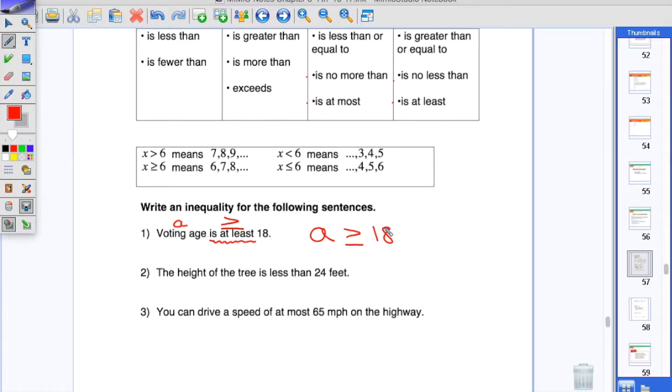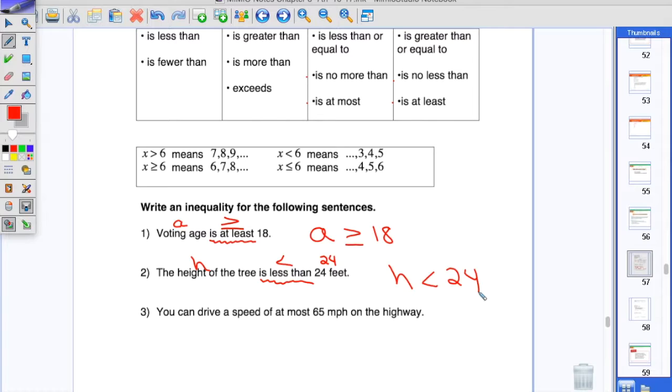The height of the tree is less than 24 feet. So we'll use H to represent the height of the tree. Here's your key word for the inequality: is less than, so it's your less than symbol, and then 24 feet. So H is less than 24 feet. That means the height of the tree could be 23 feet. It could be 12 feet. It could be 2 feet. It could be -2, just under the ground beginning to grow. But it cannot go over or be equal to 24 feet.